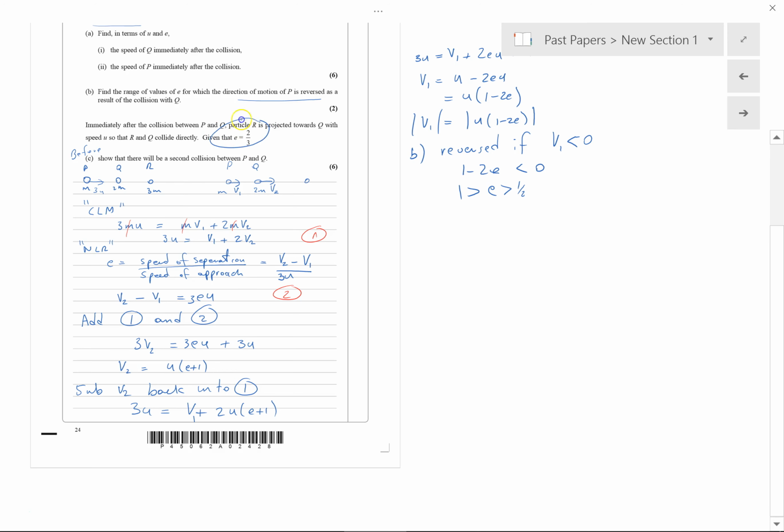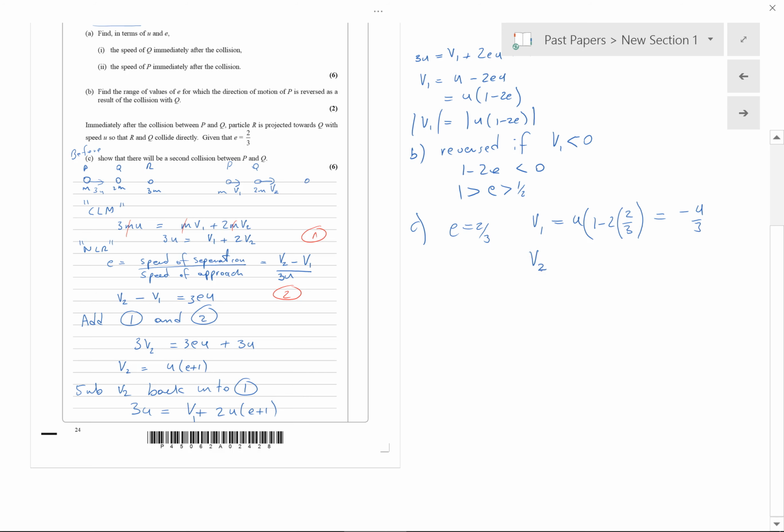We're told that E is 2/3, so it might be worth, before proceeding any further, to work out what V1 and V2 are. So if E is 2/3, V1 is equal to U times (1 minus 2 times 2/3). And that equals minus U over 3. So V1 is indeed reversed.